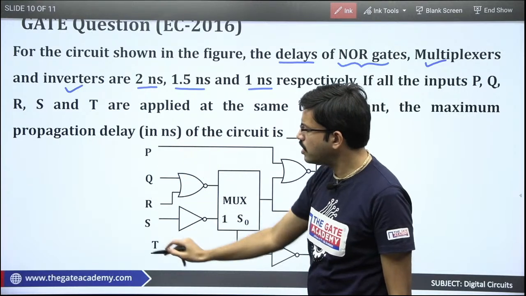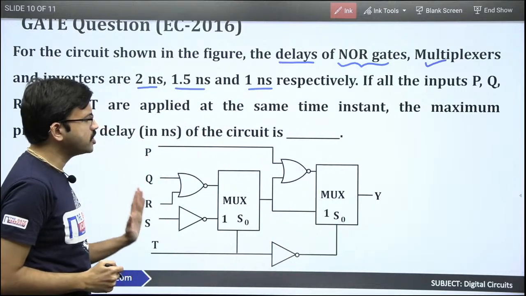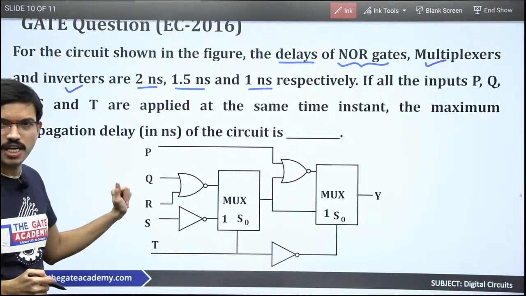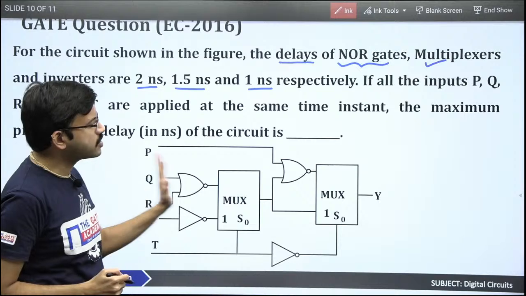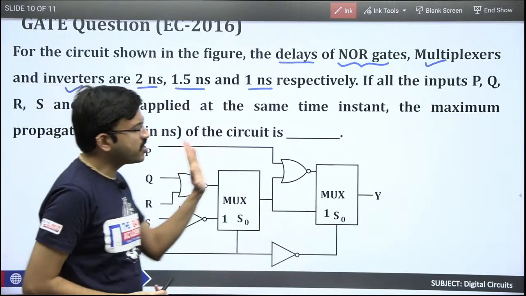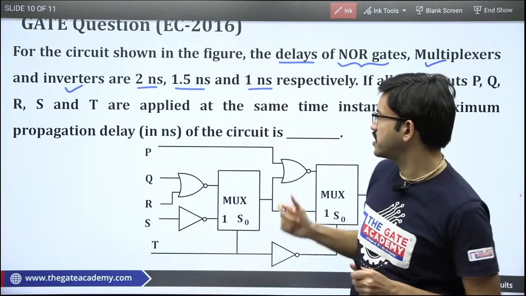T. All the 5 inputs are applied at the same time instant, say for example at 0 nanosecond. So what is the maximum propagation delay? See, the final output you are getting here. After applying the inputs, in order to get the valid output, what is the maximum propagation delay that is taking? That is the question.